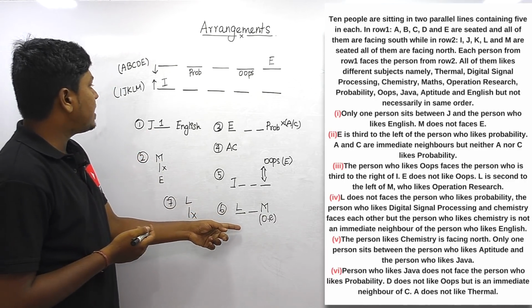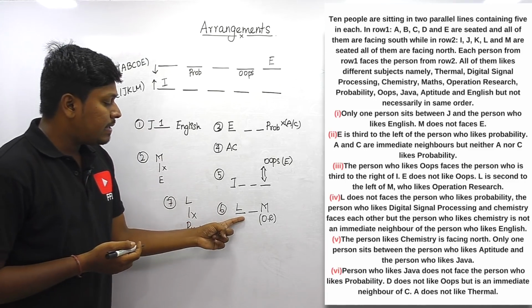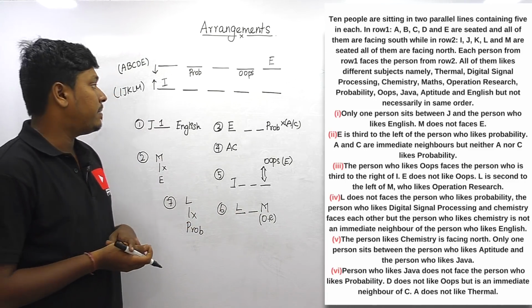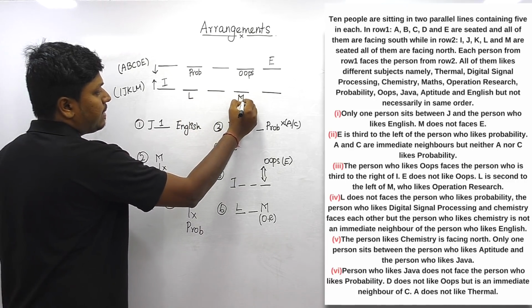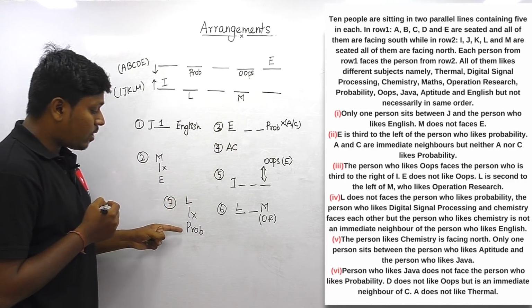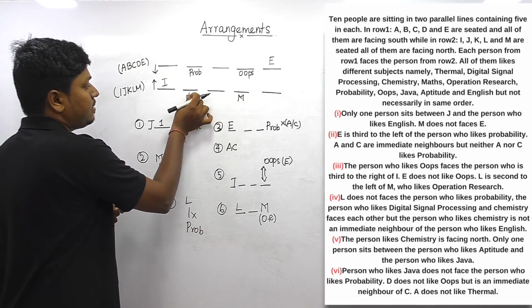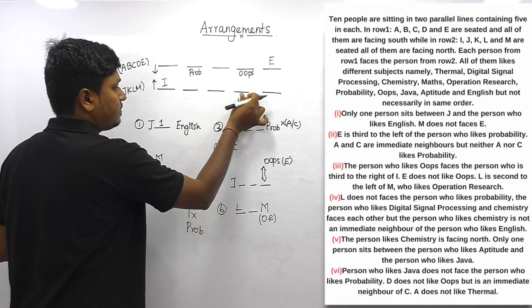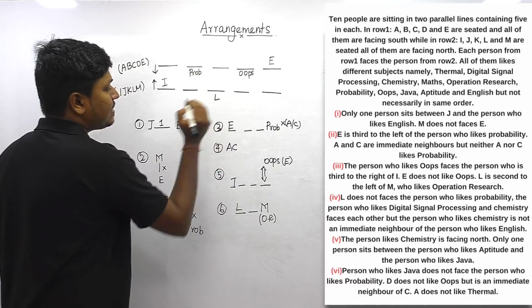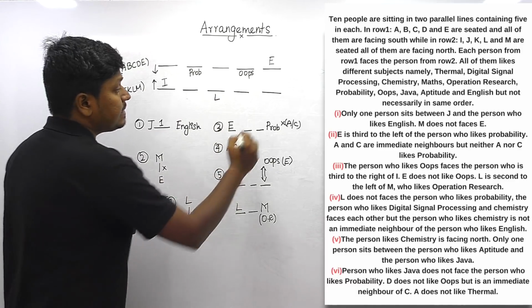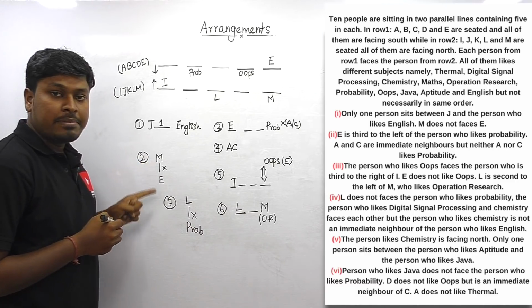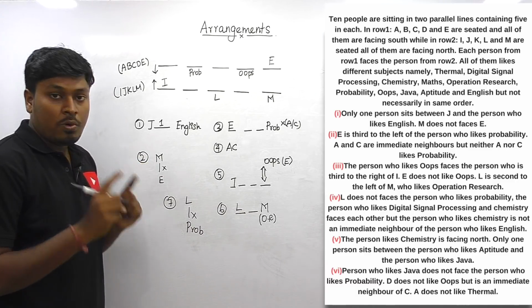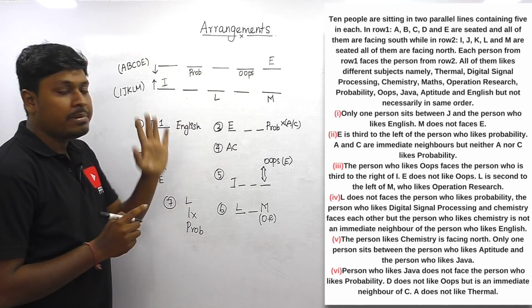M we can fix because L and M are in row number 2, L's right hand side at a second place is M, right? Listen here, if I fix L here, I should place M, and we already know that L is not facing probability, so better we can rub this. If I fix L here, L's right hand side second place is M. So if I fix M here, and we already know that M is not facing E, so there is no possibility of placing L and M in this diagram.